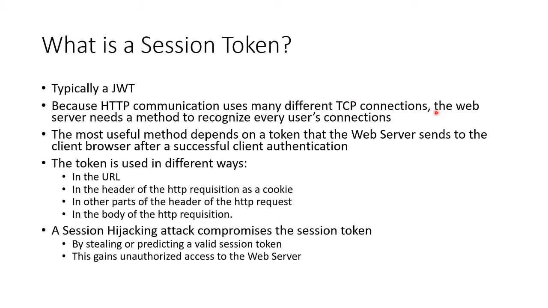So the web server needs a way to recognize every single one of these little connections. And that's what the token is used for. So this is the most useful way of doing that. So the web server sends the token to the client browser after the original user authentication. And the token can actually be in the URL. It can be in the header of an HTTP request. It can be in a cookie. It could be in other parts of the header of the HTTP request. It could be in the body of the HTTP request.